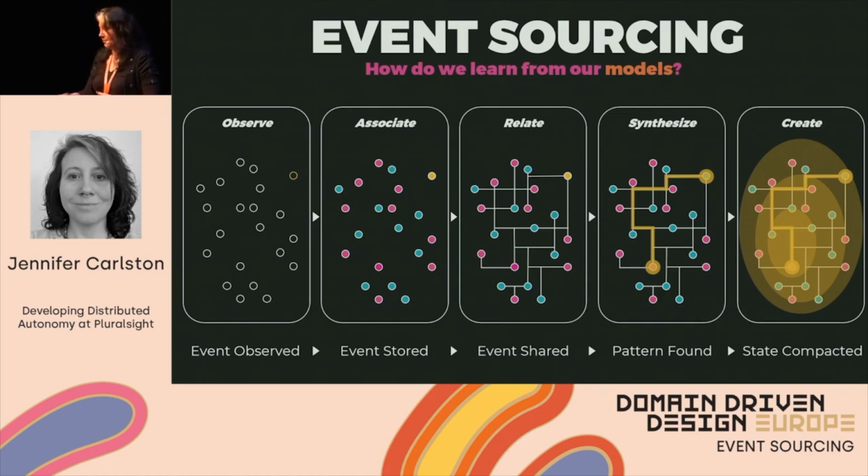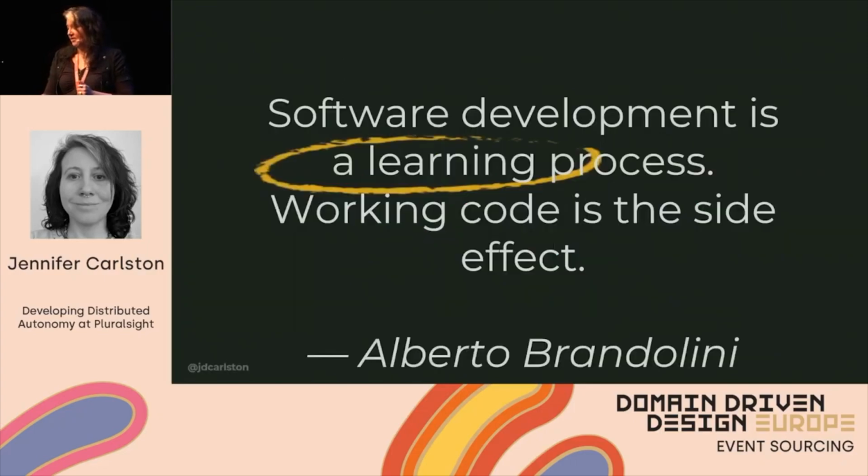As teams, we move through this process while we're developing software, because if you recall, software development is a learning process. Working code is the side effect. Working models are the side effect. Automation is a side effect of understanding events well enough to repeat them. Event-driven architectures, our principles and our practices help us learn across a distributed system.